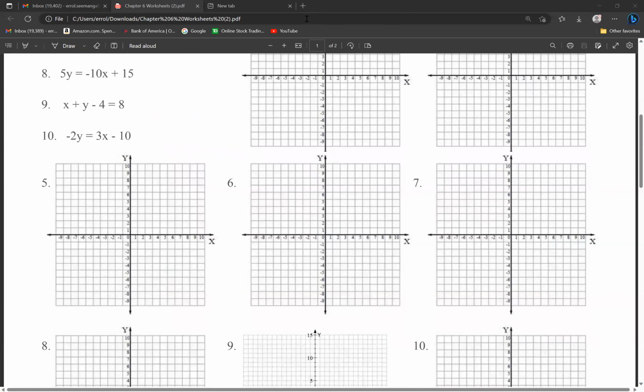Okay, tell me about 8. Let's solve 8. Let's put 8 in the right form. So what's the right form for 8? We have 5y there, right? But we only want y. So how do we solve for y?